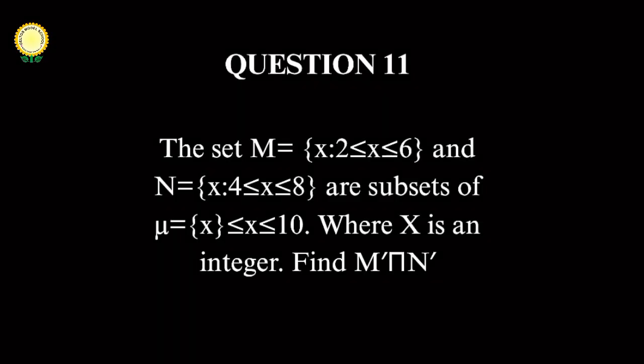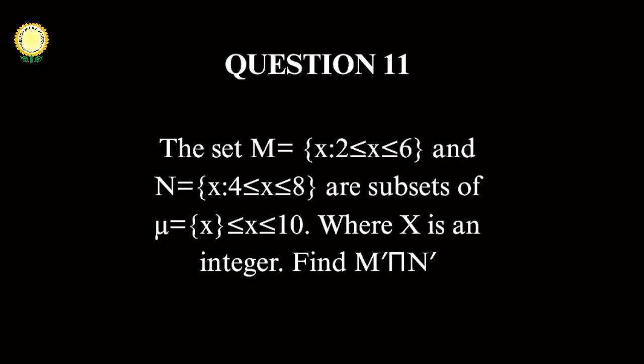Set M contains numbers between 2 and 6 inclusive. We have 2, 3, 4, 5, 6. Then the set N contains numbers 4, 5, 6, 7, 8. Okay, so whenever you have this equal to sign, it means those numbers are inclusive.